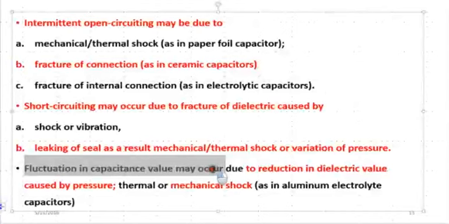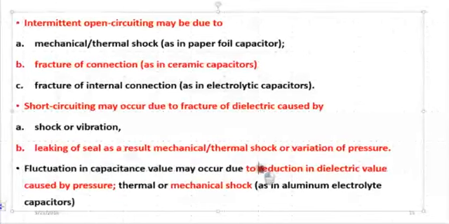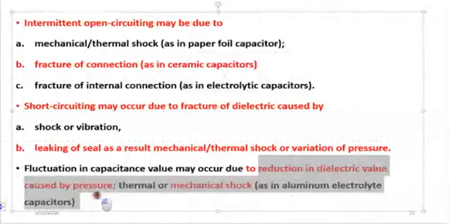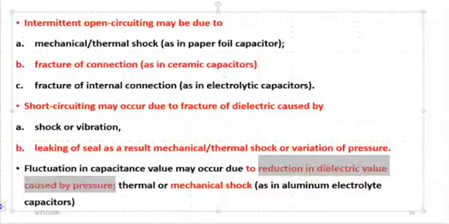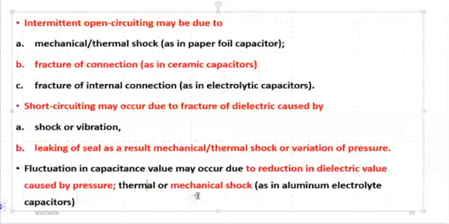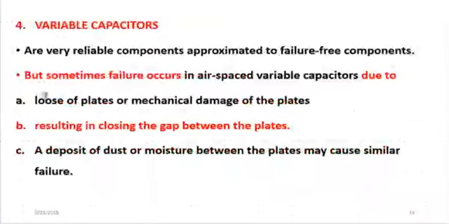Another problem we mentioned is the fluctuation in the value of what? The capacitance. And this fluctuation in the value is caused by either reduction in the dielectric value as a result of too much pressure. We know capacitor is designed with 2 plates. In between them we have a dielectric substance. So whenever the dielectric constant of that material reduces, it can cause fluctuation in the value of the capacitance. And also the fluctuation can be caused by thermal energy from mechanical, and this is commonly observed in aluminum electrolytic capacitors. Then we go to the component number 4, which is a variable capacitor.